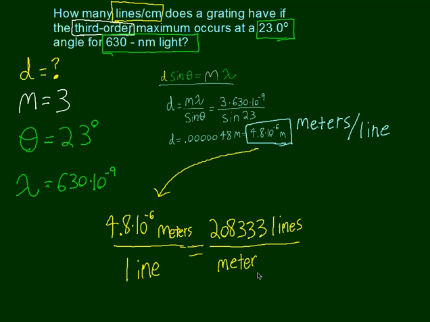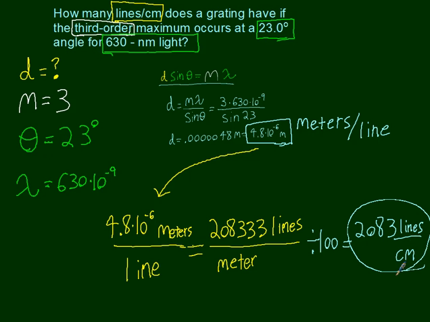And now we just want to know how many lines there are per centimeter. So should the number get bigger or smaller? Should there be more lines per meter or more lines per centimeter? Well, there should be more of the lines in a meter than in a centimeter. So we just divide by 100, and we get the final answer. If you do that, you end up just bumping the decimal place 2 spots. So 2083 lines per centimeter. And that does the trick.